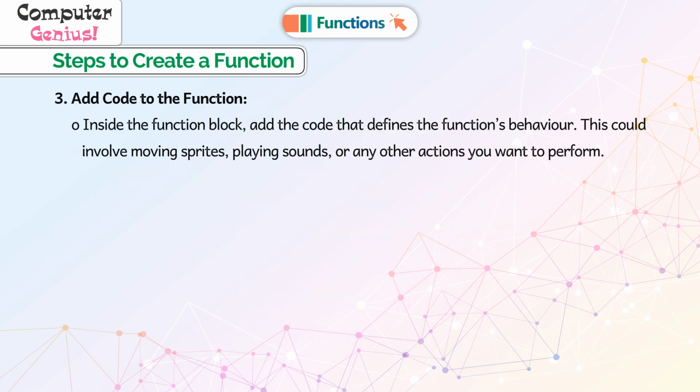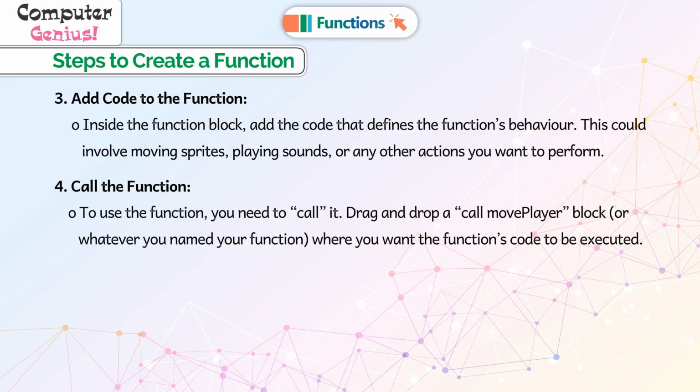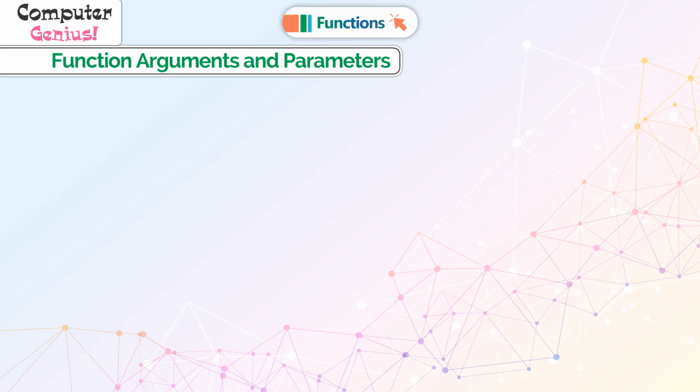3. Add code to the function. Inside the function block, add the code that defines the function's behavior. This could involve moving sprites, playing sounds, or any other actions you want to perform. 4. Call the function. To use the function, you need to call it. Drag and drop a call Move Player block, or whatever you named your function, where you want the function's code to be executed.